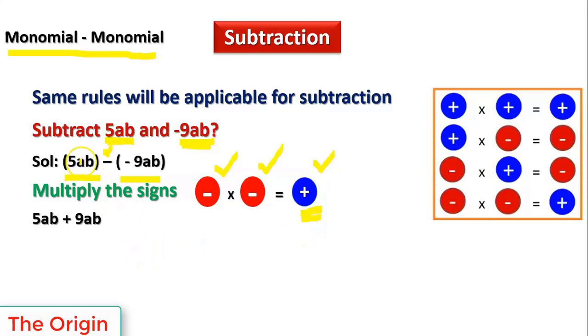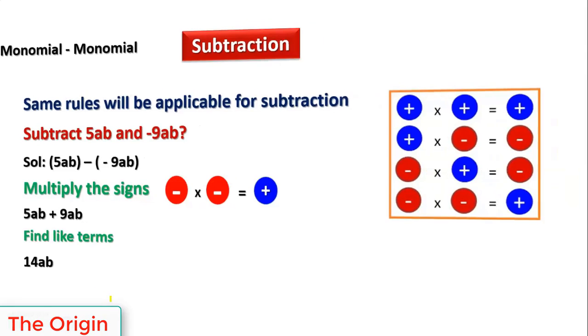Coming to the resultant, 5ab. I removed the brackets here because after multiplying the signs, you can remove the brackets. Minus into minus, plus. Remaining term is 9ab. Next, find like terms. These 2 are like terms, ab and ab, the same variables are there. You can easily add the coefficients. 5 plus 9, 14. This is the process of subtraction of monomial and monomial.